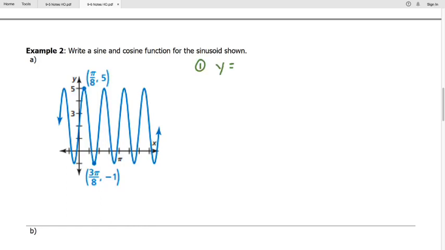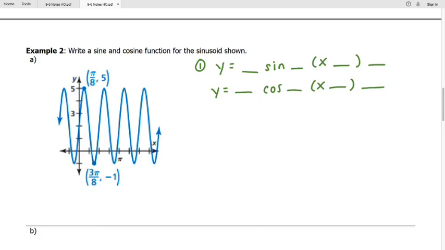So y is equal to some amplitude times the sine of some frequency times x, and then on the inside will be our phase shift. On the outside is going to be the sinusoidal axis shift. And then we want to do cosine next. And the rest of this problem is just going to be filling in the blanks here.